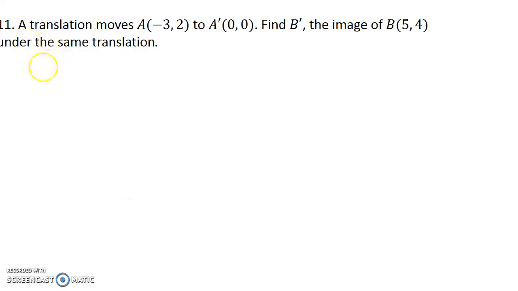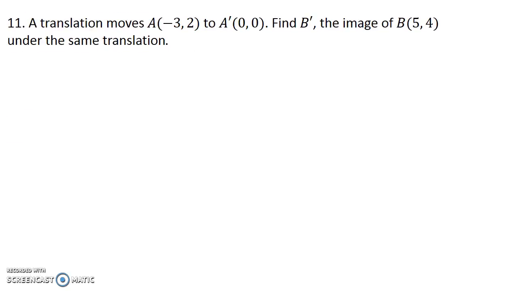And finally, a translation moves A onto A prime. There we go. I want to know where B prime would be. B prime is the image of B, 5 comma 4, and it's doing the same translation. So visually, if I had graphed this, A moved to A prime. Some kind of shift happened. And the same shift, up, down, left, right, whatever happened, is being applied to B. I want to know where B prime would end up being because of that. So while you could, I guess, technically graph it and figure it out that way, we could do this algebraically.